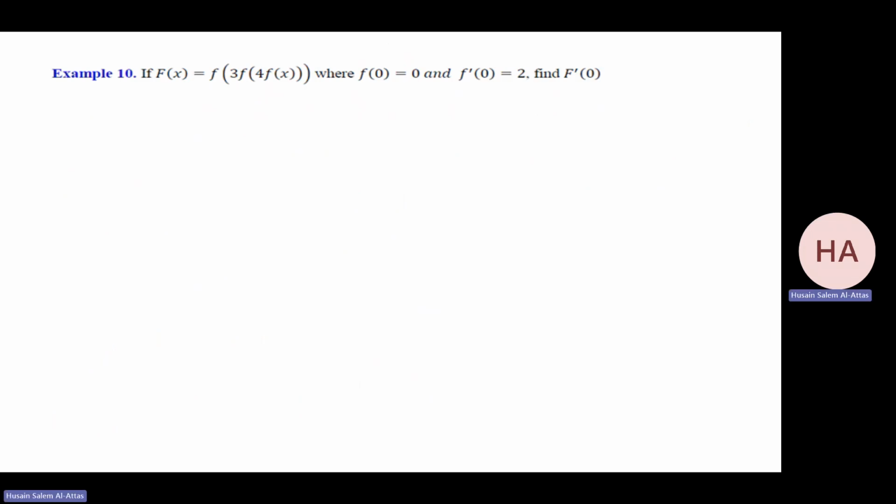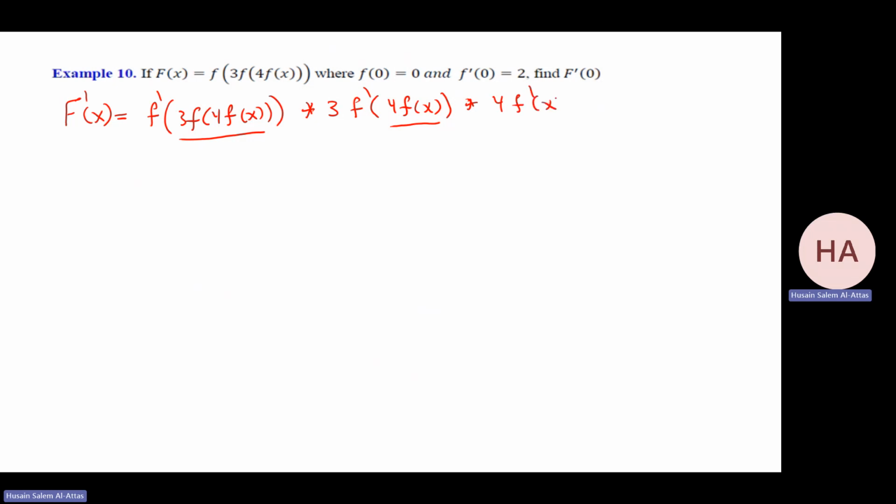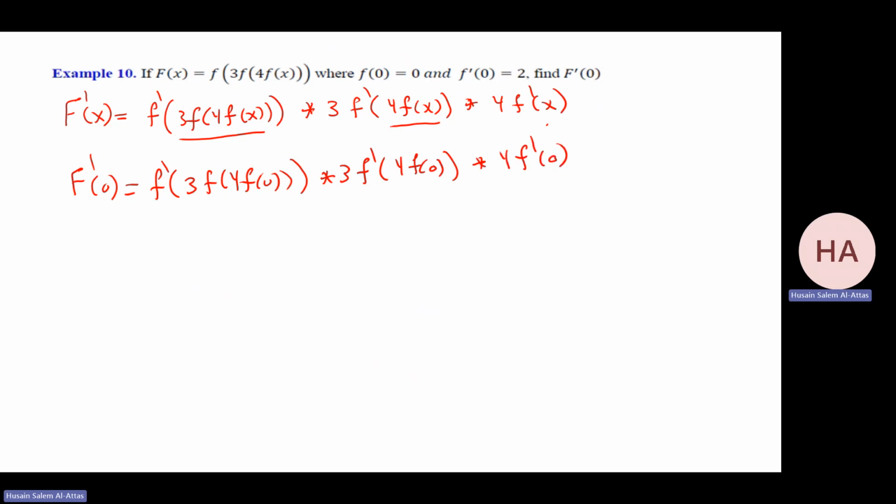Now I have a function. Okay, so you need to be careful. First, you need to find f prime. That will be f prime at this, times the derivative of this, which is a number times a function, 3 f prime at this, times the derivative of this, which is 4 f prime at x. The derivative of x is 1, so only. So capital F prime at 0 will be f prime of 3 f of 4 f at 0, times 3 f prime of 4 f at 0, times 4 f prime at 0.